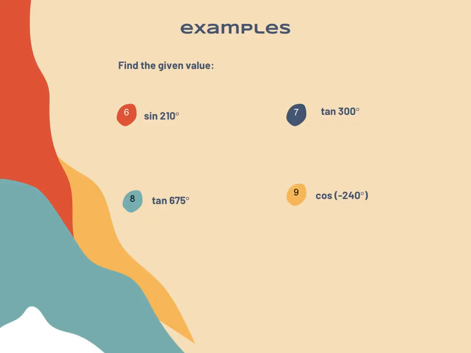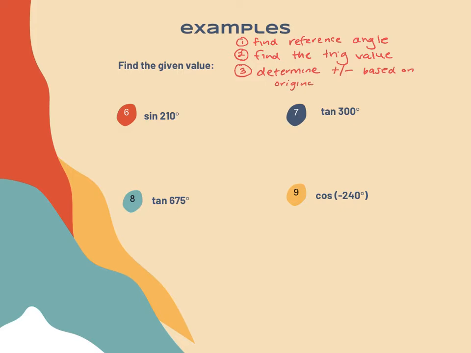All right, so this one just says find the given value. So the first thing we're going to do is figure out the reference angle. So I'm going to say step 1, find the reference angle. 2, find the trig value of that reference angle. 3, determine plus or minus based on original angle's quadrant.